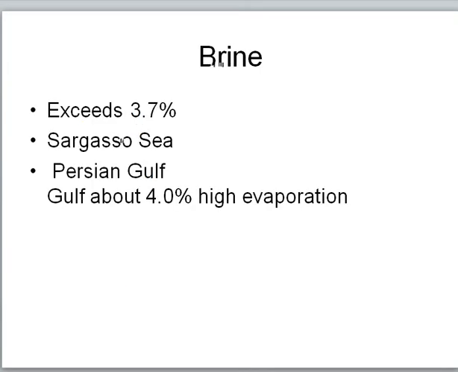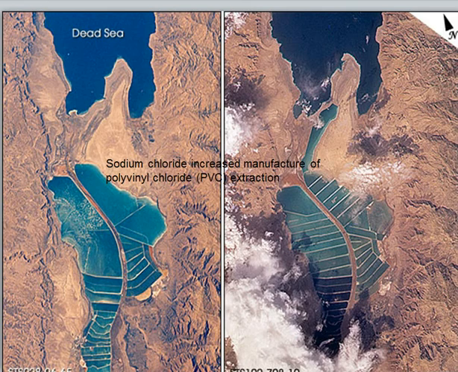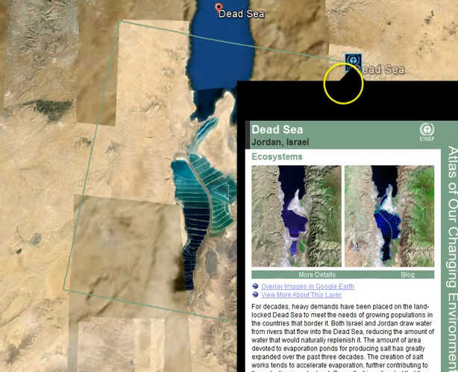So we talk about water that's called brine when it is very salty, higher than the average, which is 3.7. You'd see this in places like the Sargasso Sea, the Persian Gulf. The Persian Gulf is about 4%, and this is mainly because of very high evaporation rates. So if we look at a couple Google Earth images of this area, you can see that there is extraction of minerals, and you can also see some changes in sea extent. I'm sorry, I meant the Dead Sea.